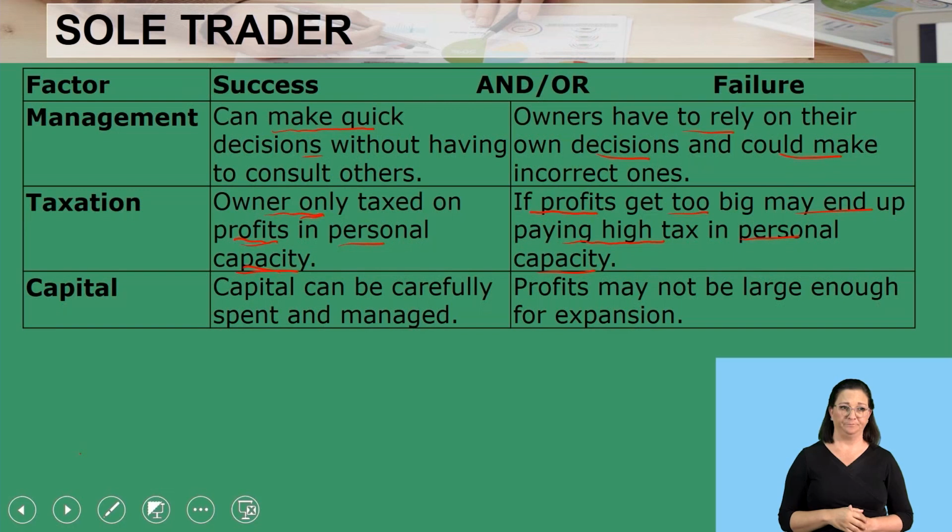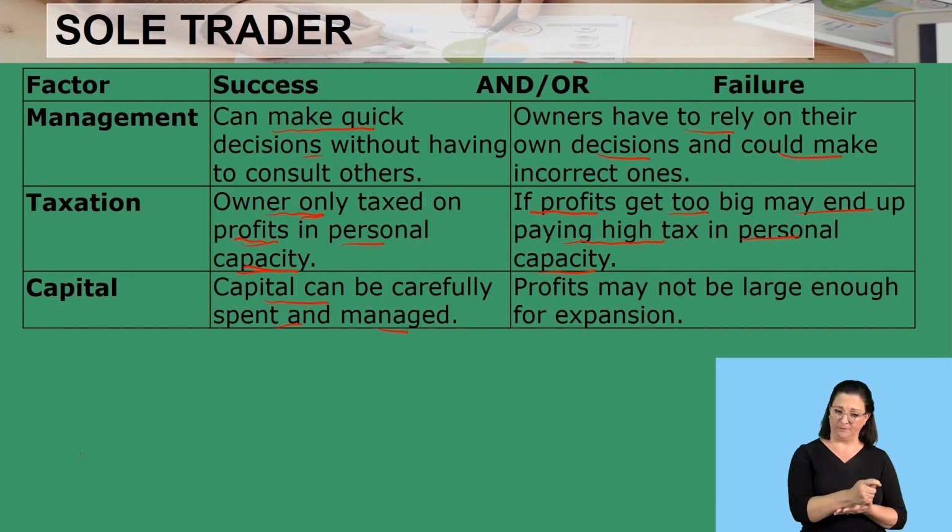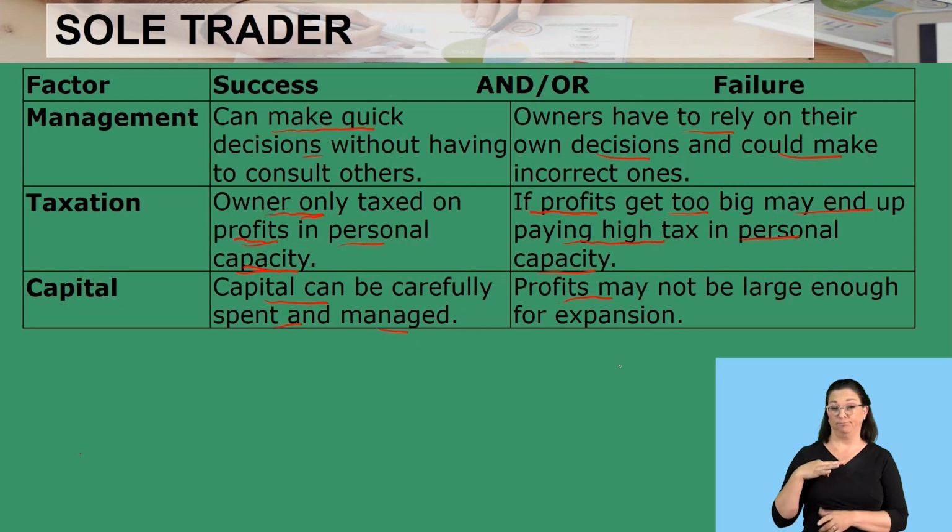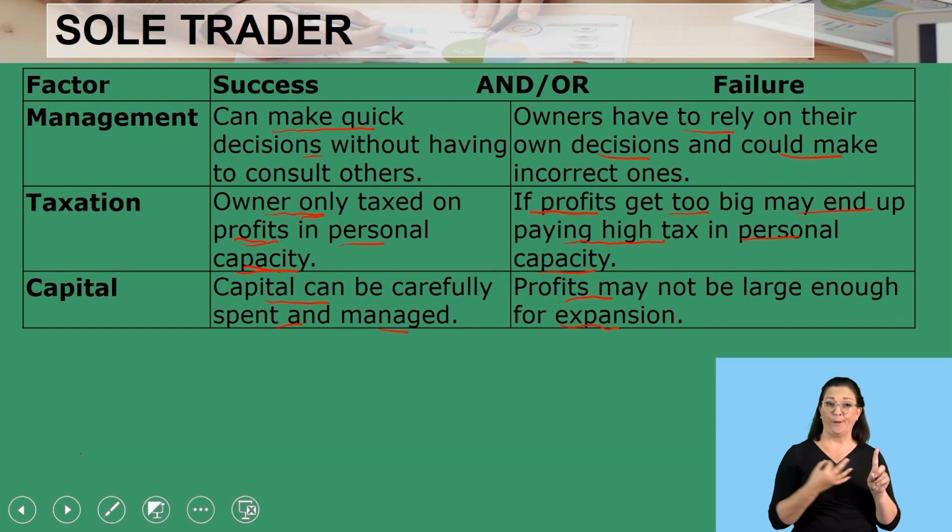Then, capital. Capital can be carefully spent and managed because remember, the owner is basically one person who will not involve others because this is a sole trader. But when you're looking into the failure, profits may not be large enough to allow what? Expansion, because the source of expanding a sole trader is the profits you make.